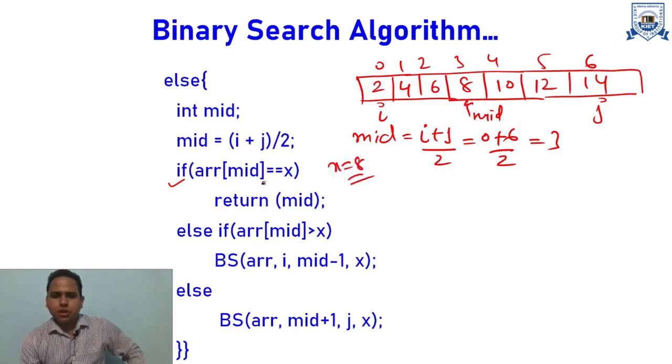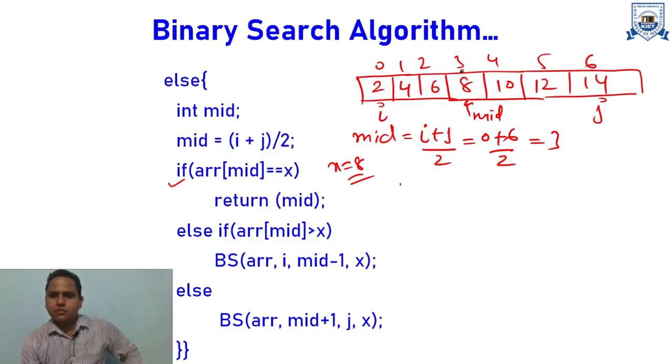Okay, now AR of mid equals x. So what is the AR of mid? 8. 8 is double equal to 8. Yes, we got the element in the first comparison only. So this is called the best case of binary search. Okay, so we are simply returning the mid.